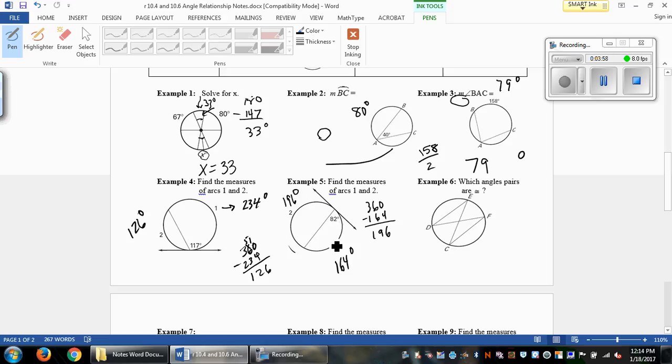Example 6 is asking for which angles are congruent, which angle pairs. Okay, so again, we're looking to see the same arc. So here we've got D and C both going to the same arc, so that would make them congruent. So angle C is congruent to angle D. And then working backwards, E and F are both going to this arc. So angle E is congruent to angle F.